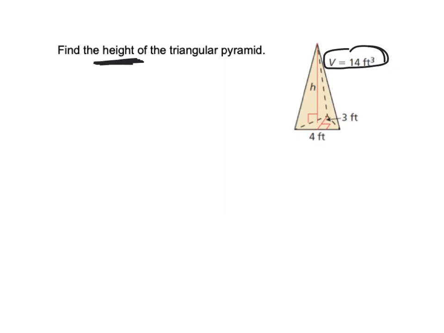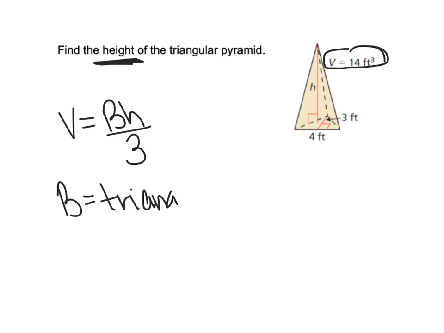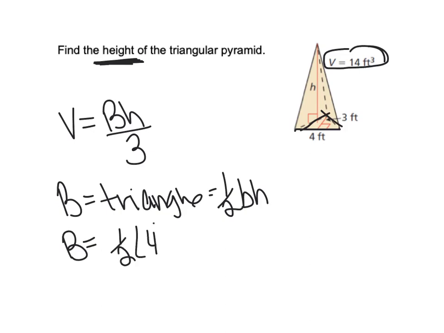Okay, so let's just think here. We have the volume equals area of the base times the height divided by 3. Well, we know the volume. Okay, it tells us it's 14 feet cubed. The area of the base, we still need to find. It's a triangle. It's kind of hard to see in the picture, but our base is a triangle down here. And that's going to be 1/2 base times height. So the area of our base is 1/2 times 4 times 3. So the area of our base is 6.